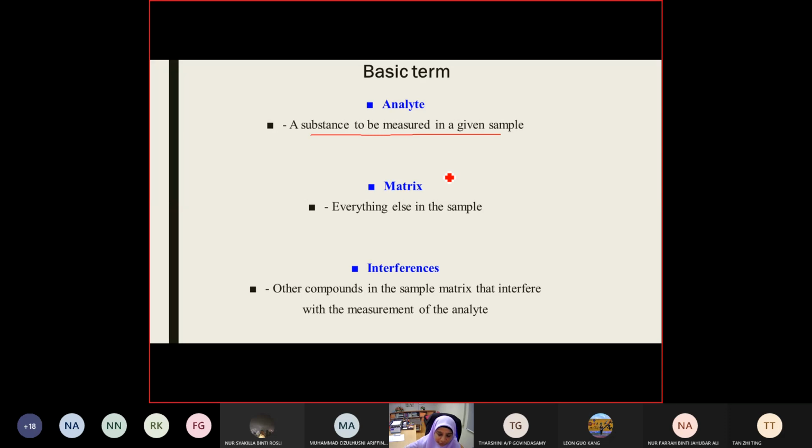For example, you say that I would like to determine the concentration of copper in seawater. In this case, copper is your targeted analyte, the substance you want to measure. Next, matrix. What is a matrix? Everything else in your sample is a matrix. As I mentioned just now, I want to detect copper in seawater. So can anyone give me the answer? What is a possible matrix present in the seawater?